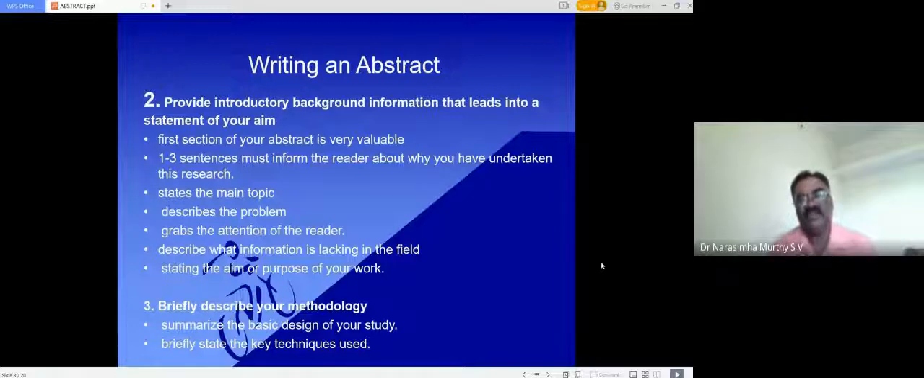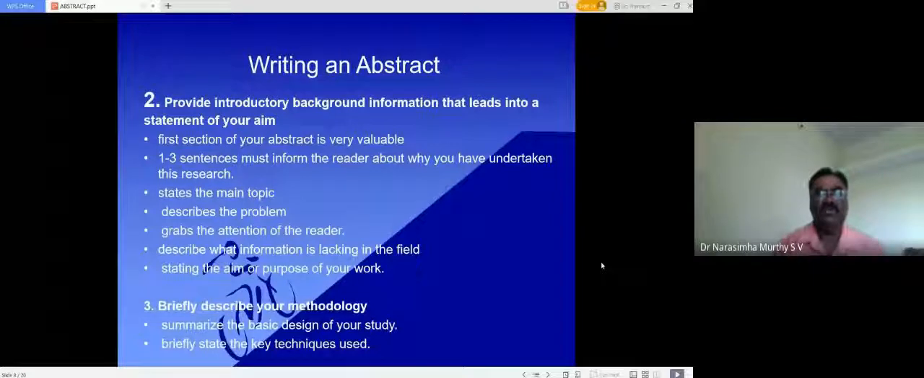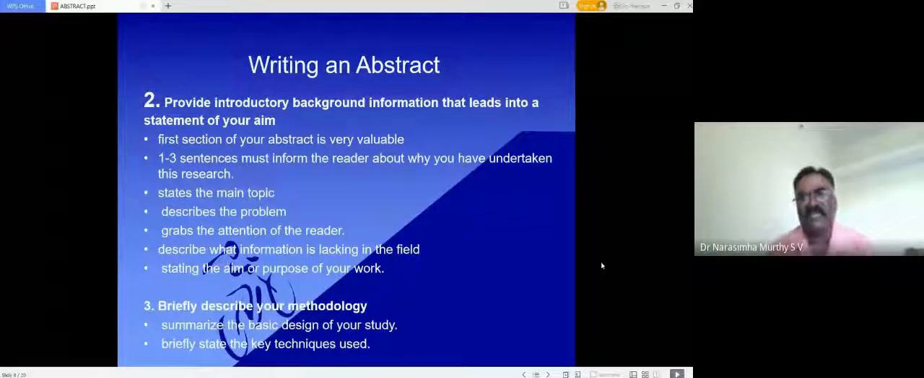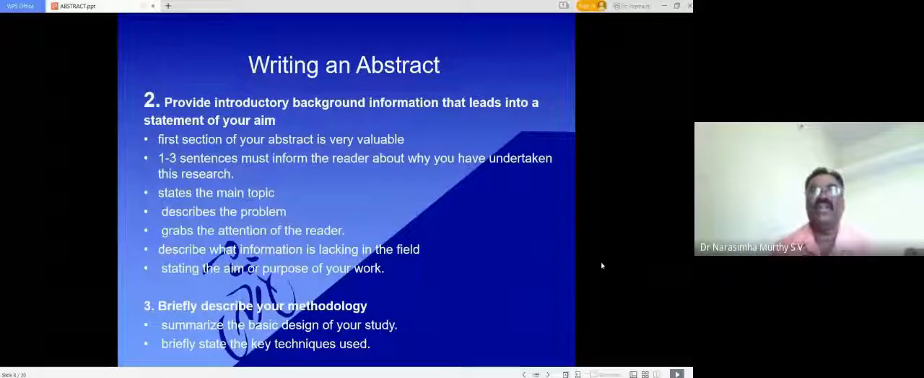Not only that, in the first two or three sentences, you should state the main topic, and also describe the issue, the problem. These three things will definitely grab the attention of the reader. Here you discuss what was lacking in this field, what information was missing. This is a kind of review of literature, and you should make the reader see that yes, this was something missing. Finally, state the aim or purpose of your work. So this will be the second step that will help you to continue writing this abstract.